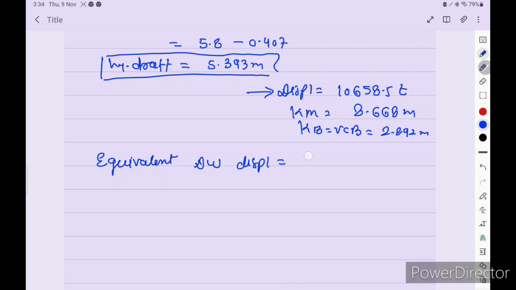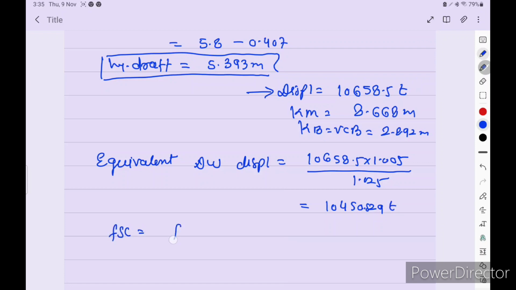So the equivalent displacement of water is equal to 10658.5 into 1.005 divided by 1.025, which is 10450.529. FSC is equal to FSM upon displacement. So FSC is 1300, given in the question, divided by 10450.529, the displacement in the given water density.